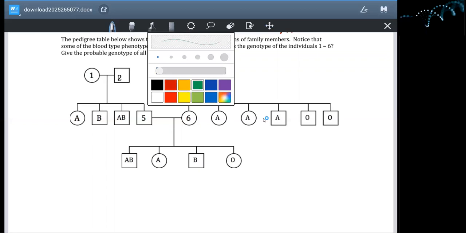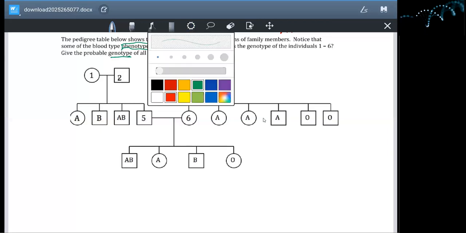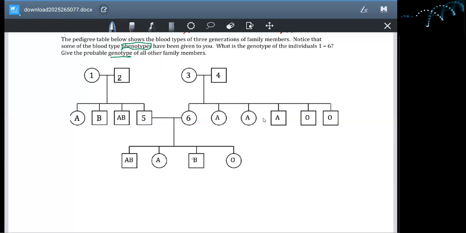Okay, so it says the pedigree table below shows the blood type of 3 generations, generation 1, 2, 3, a family member. Notice that some of the blood type phenotypes have been given to you. So phenotype means the blood type, but we don't know what genotype it is. What is the genotype of all the individuals? Give the probable genotype. So it's asking you for the genotype of all these individuals. So let's work on this. Now, if you aren't sure how to assign genotype for blood type group, go back to the lecture first and understand how to assign genotype.